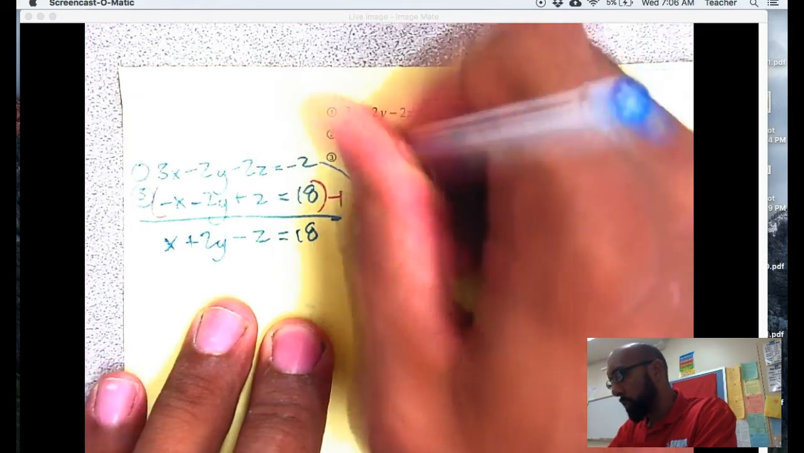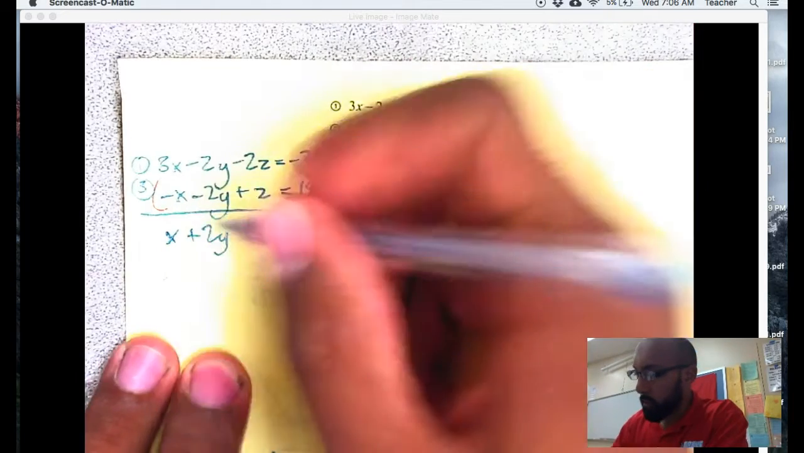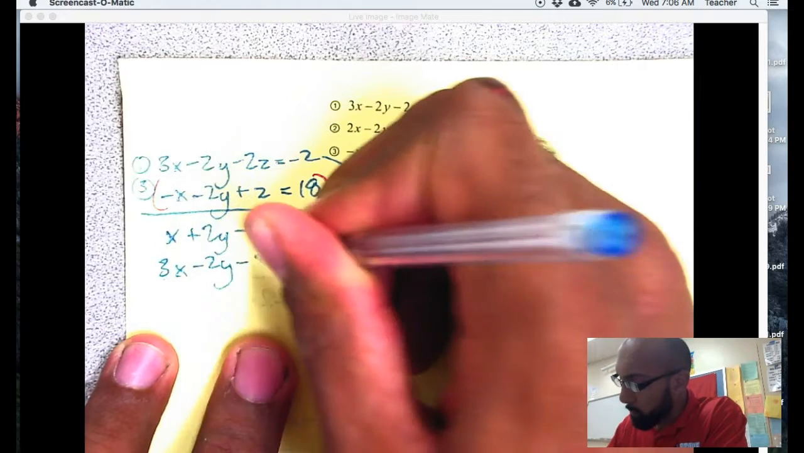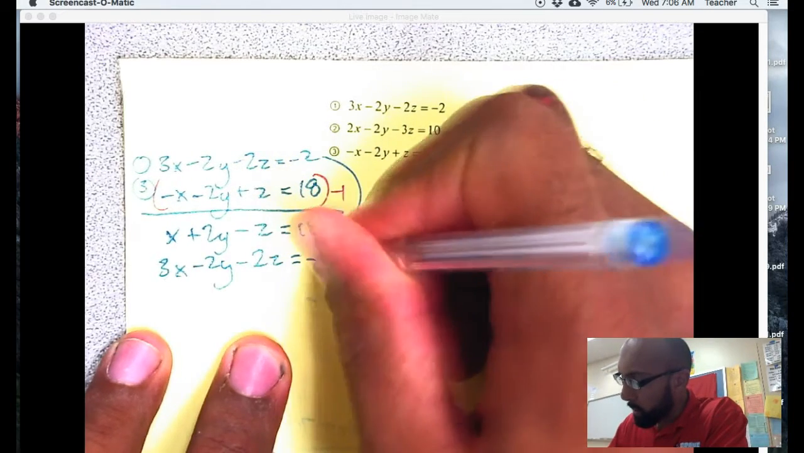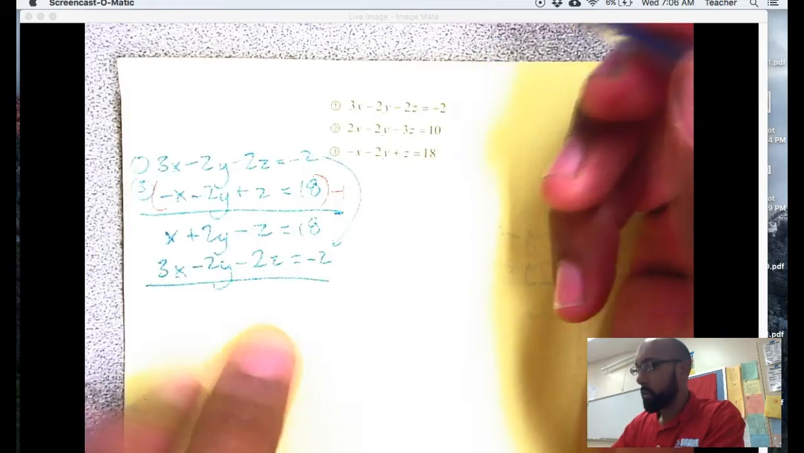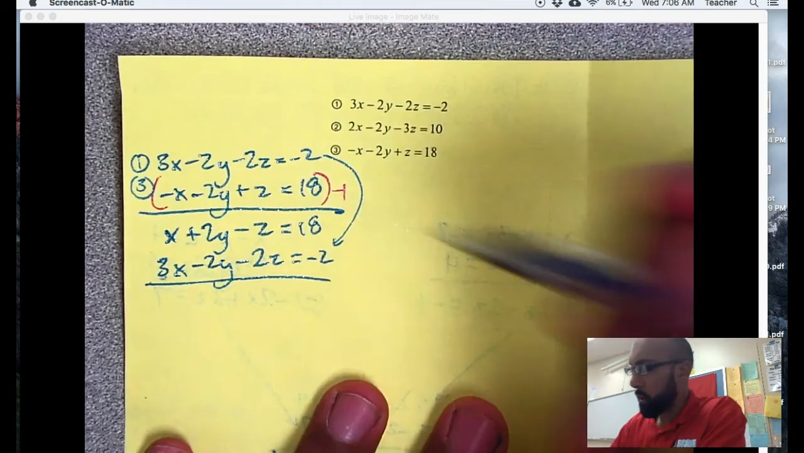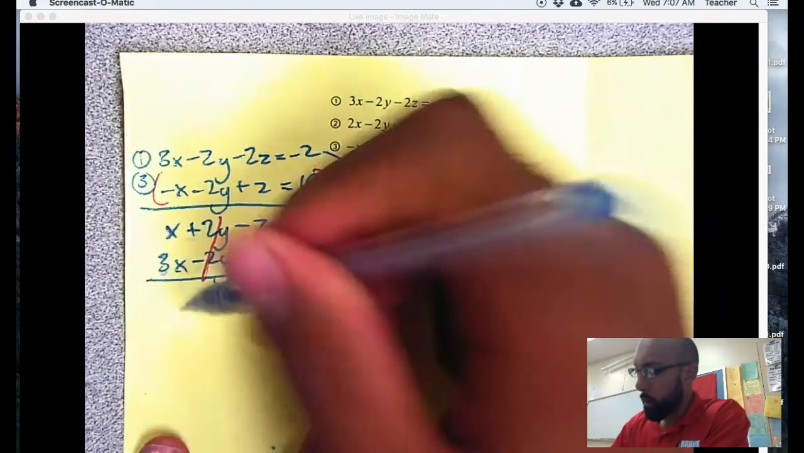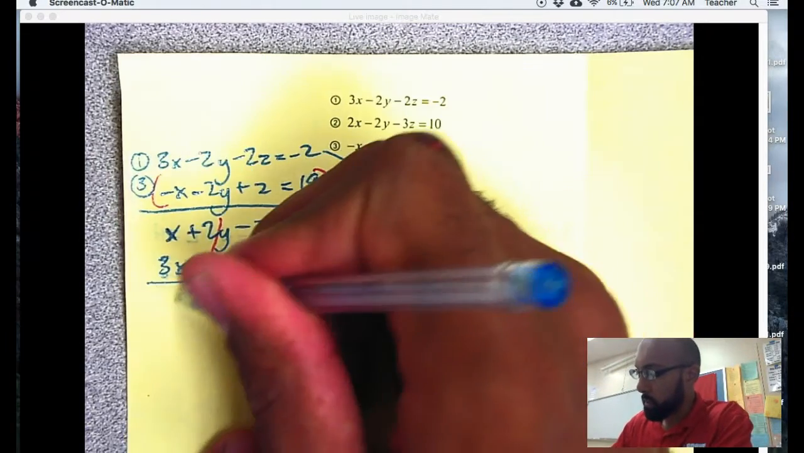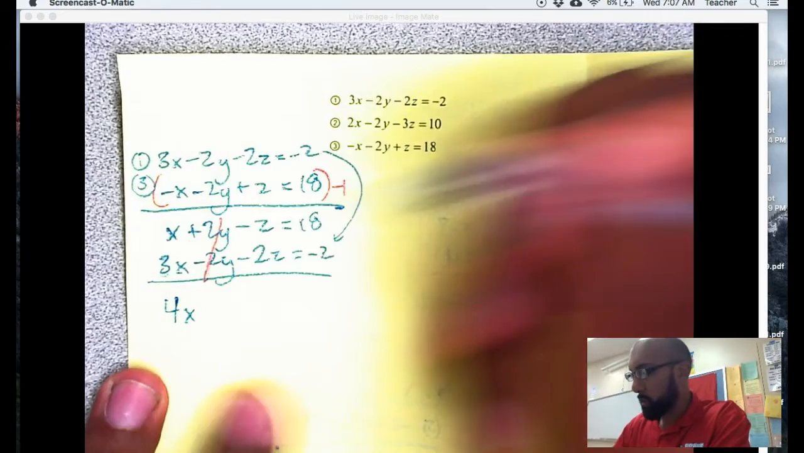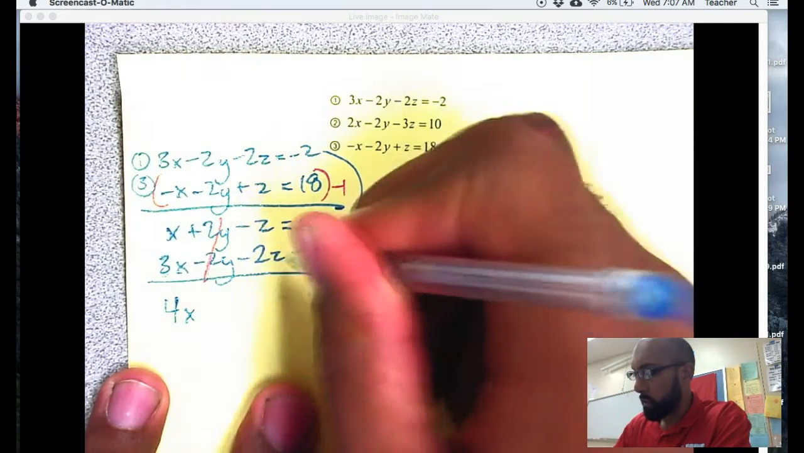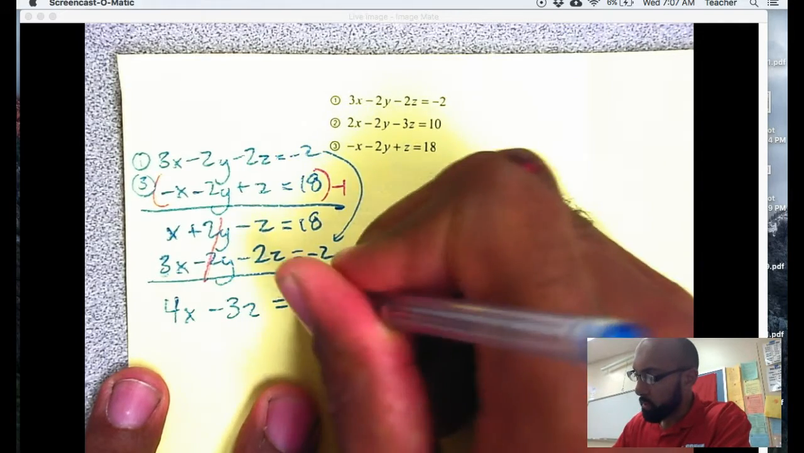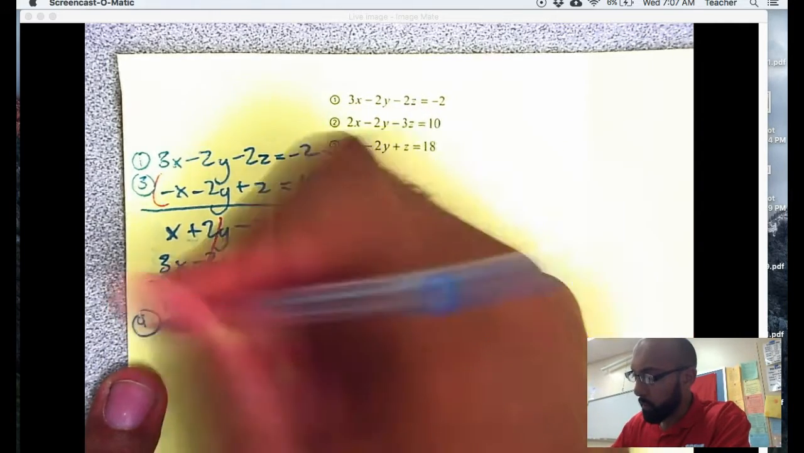I'm going to bring down the other equation below just so it's easier to look at. Minus 2y minus 2z minus 2. Again, take your time as you go through these. Alright, so now I know that I can eliminate the y. Add up the other variables. x plus 3x is 4x, minus z and minus 2z is minus 3z. 18 minus 2, 16. There's your equation number 4.